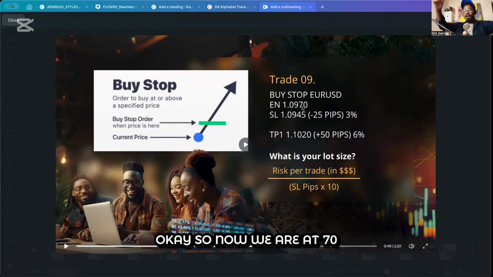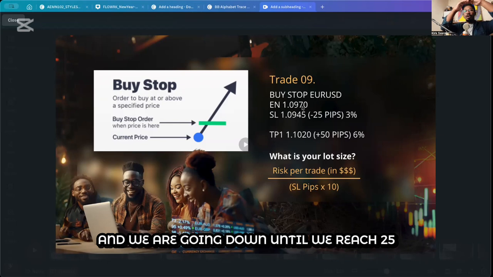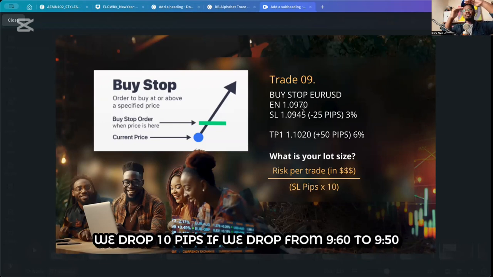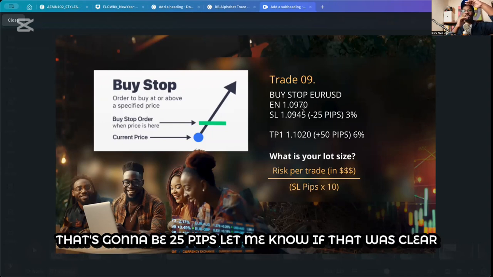Okay, so now we are at 70 and we are going down until we reach 25. If we drop from 970 to 960, we dropped 10 pips. If we drop from 960 to 950, we drop 20 pips. If we drop from 950 to 945, that's going to be 25 pips. Let me know if that was clear.